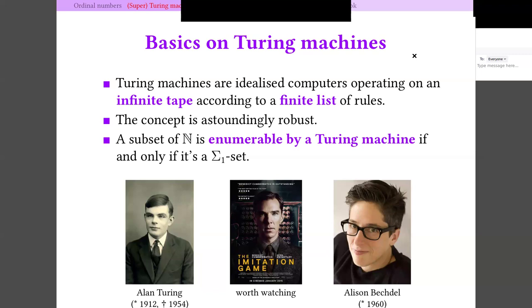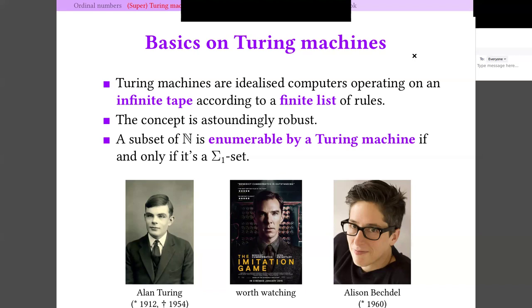Well, that's a sigma one set, a very natural kind of set from the point of view of logic. On first sight, it doesn't have anything to do with Turing machines. However, in fact, it does. A subset is of this form if and only if it's enumerable by some Turing machine. So this gives you a link between Turing machines and logic.